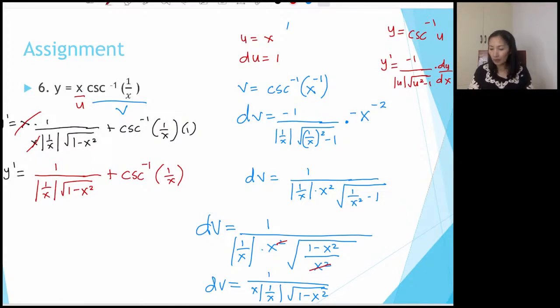Okay, so the final answer is y prime equal to 1 over absolute value of 1 over x times the square root of 1 minus x squared plus arc cosecant of 1 over x.